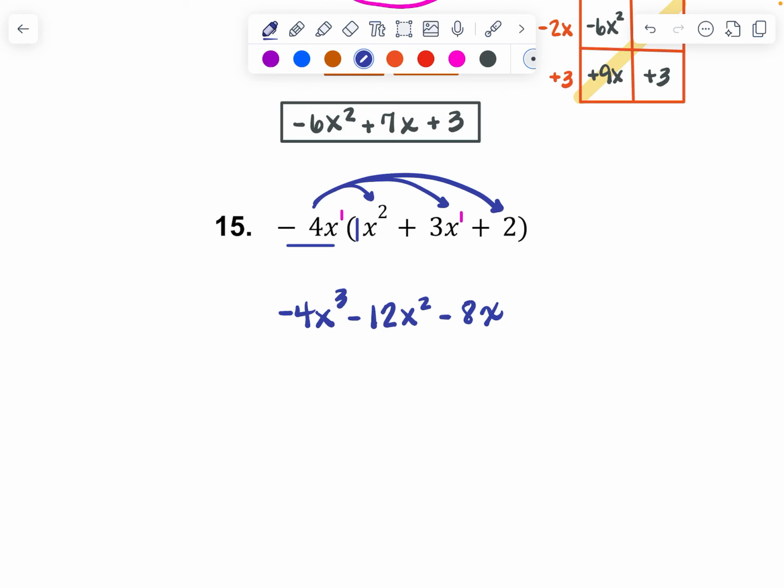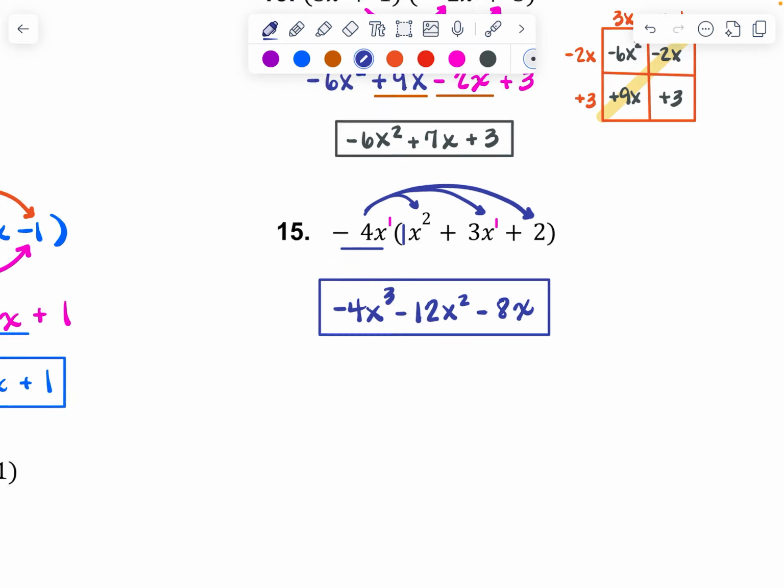And I don't see any like terms here. We got rid of the parentheses by multiplying. Now it becomes a combining like terms problem, but x cubes, x squareds, x's, none of those are like terms. So this is my final answer. I cannot take it any further than that.